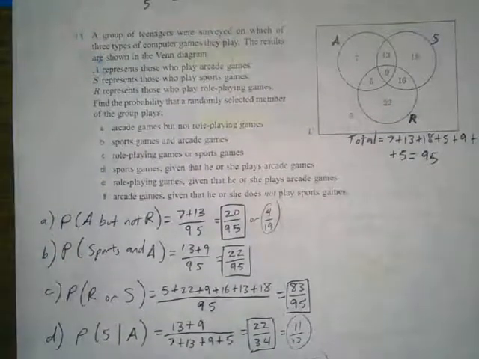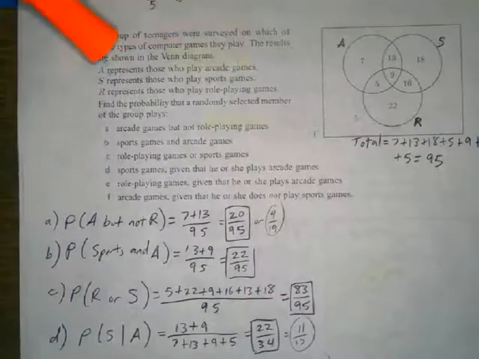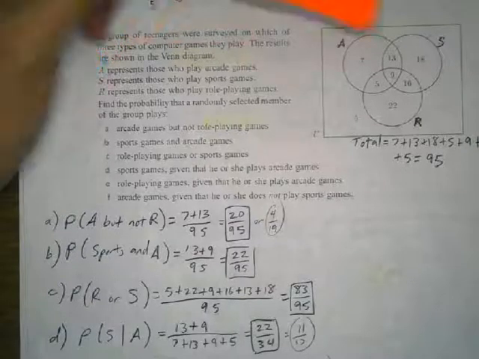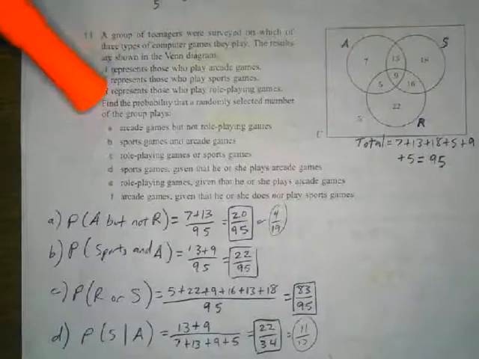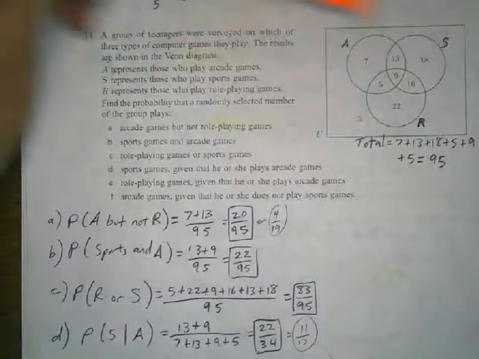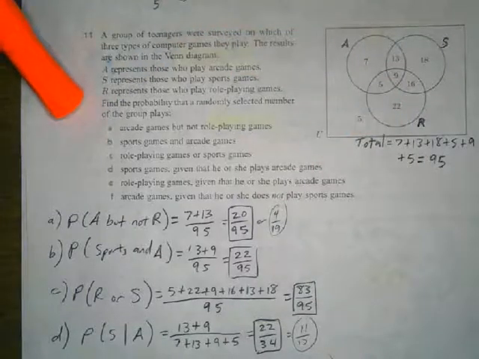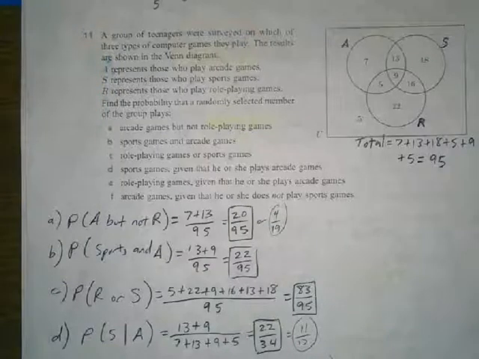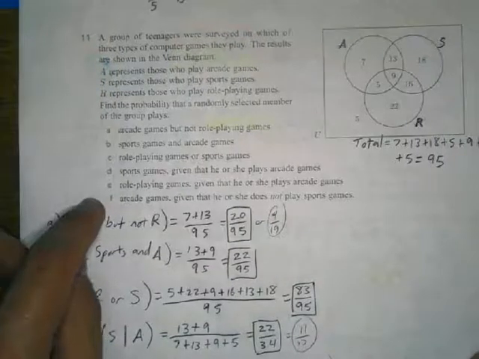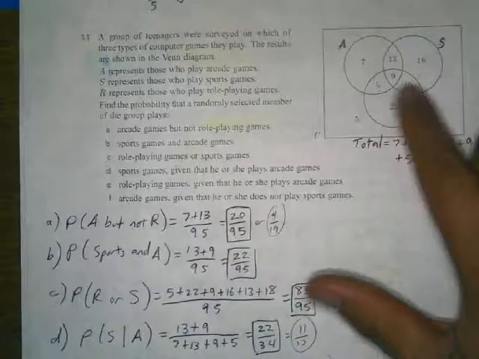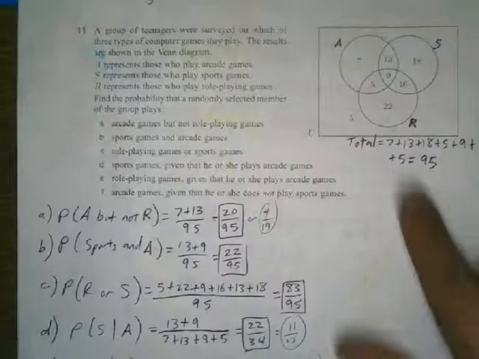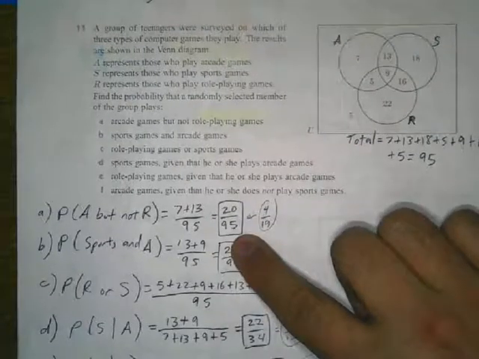Okay, so a group of teenagers are surveyed, and here are the results. A for arcade games, S for sports, R for role-playing. Find the probability that a person randomly does these things. So if you add all of these together, 7, 13, 18, 5, 9, 16, 22, and 5, that adds up to 95. My denominator is 95.